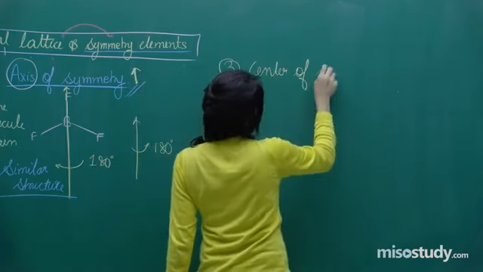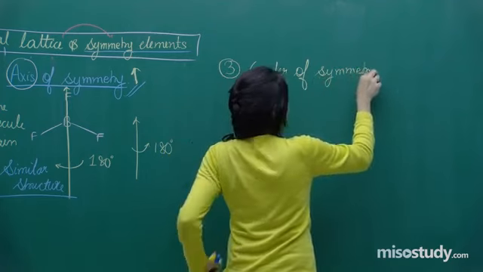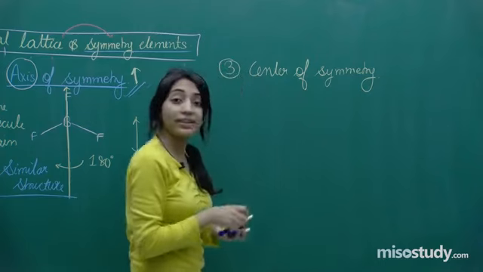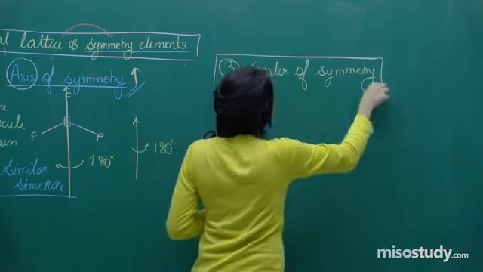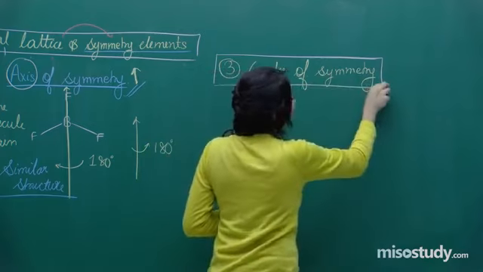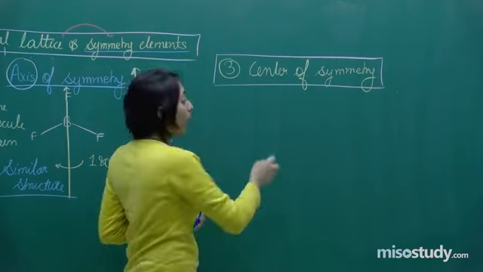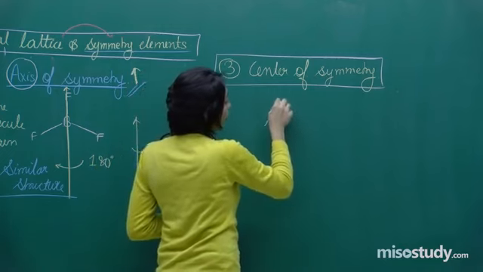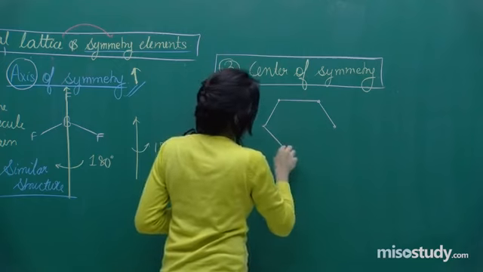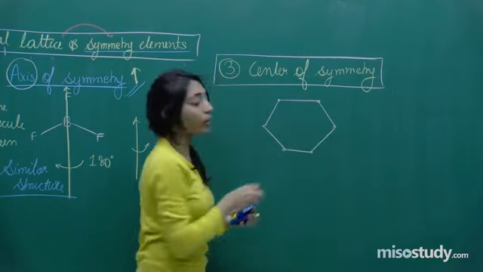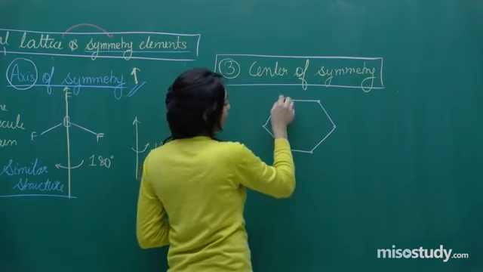Center of symmetry. So listen carefully, what is center of symmetry? Center of symmetry is basically any center which is present in the system about which if you go in all the equal and opposite directions, if you encounter the same groups or atoms, that is known as center of symmetry.